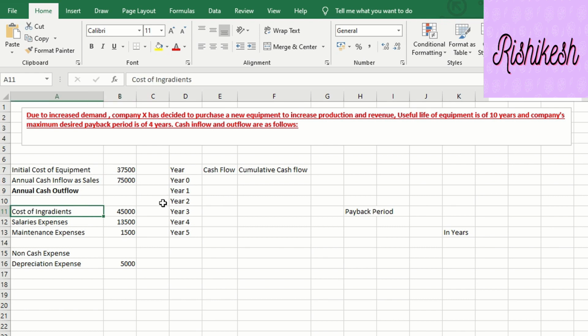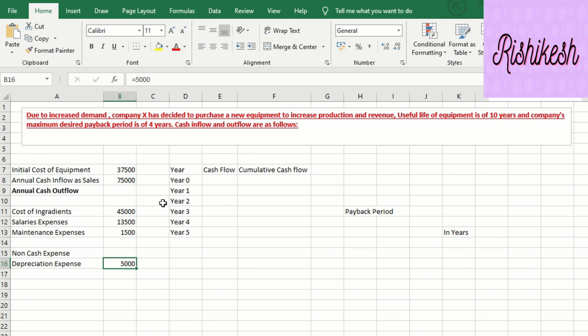One of those expenses is cost of ingredients, that is cost of raw material, you may also say, that is 45,000. Salary expenses, the money that you have to give to your employees, is 13,500. Maintenance expenses is 1,500. Then there are also non-cash expenses in the form of depreciation expense, which is given to us as 5,000 rupees. Now remember this thing, that in case of payback period method, we only consider cash expenses.